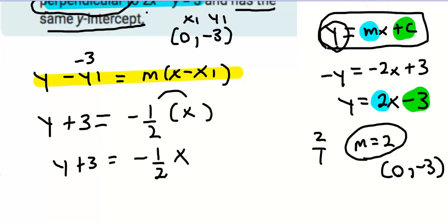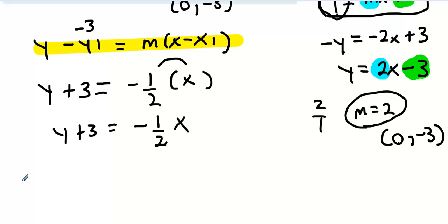It doesn't specify how it wants me to deliver it. It doesn't specify how it wants me to write it down. I just get y on its own. What happens if we get y on its own? Minus a half x. What happens to the 3? Yeah, that's a good answer.